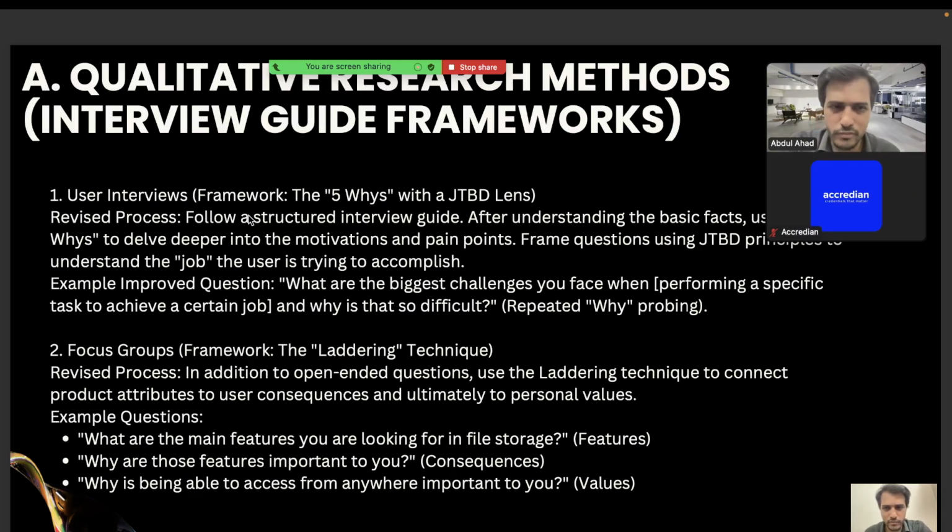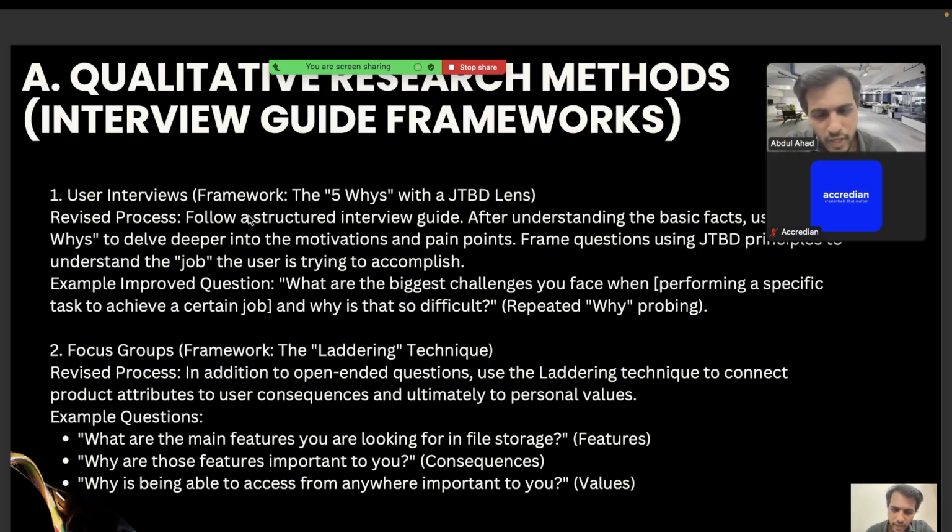We cannot directly ask them what their challenges are, but we want to understand their jobs, and based on that we can learn a whole lot of things. Second, we can have focus groups, wherein we can ask open-ended questions. We can use different techniques to ask, for example, what are the main features you are looking for in file storage?